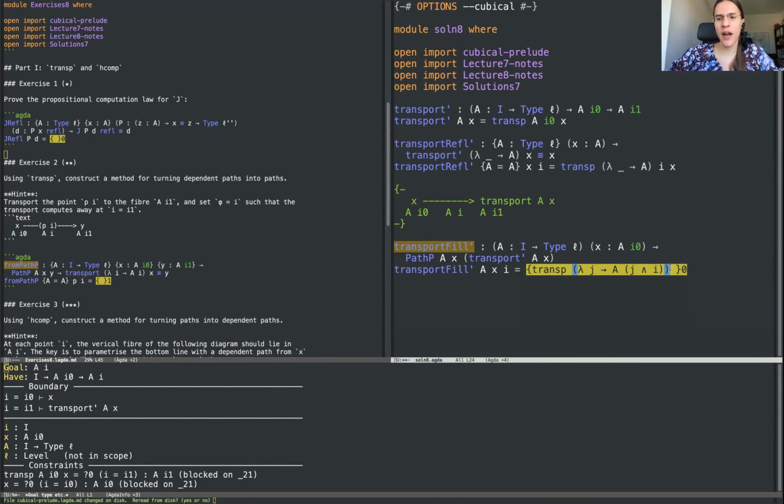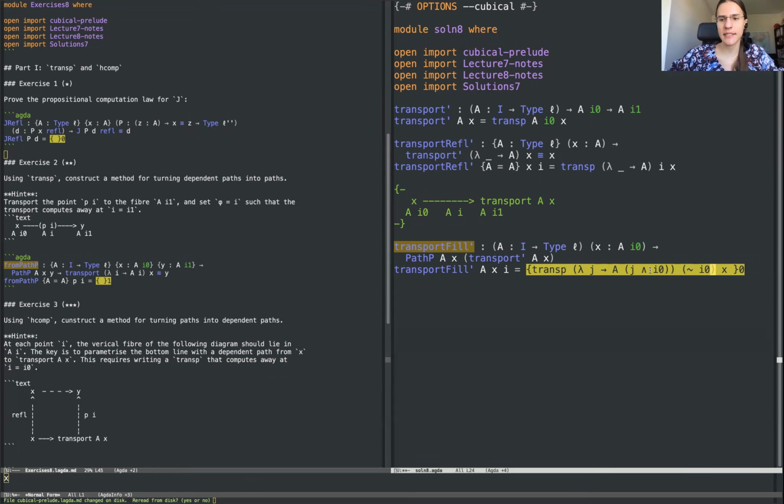Now, since this is a transp, I can say where this is constant. And I want it to be constant when I is I naught, in other words, when tilde I is I1. Then what I'm going to transport is x, and this gives me a point at A of I. Definitionally, if I put I naught here and normalize it, I get x. And if I put I1 here and normalize it, then I get transp, and I get I naught here. So this is exactly a path connecting these two objects.